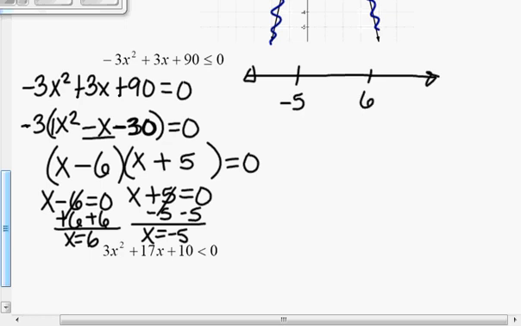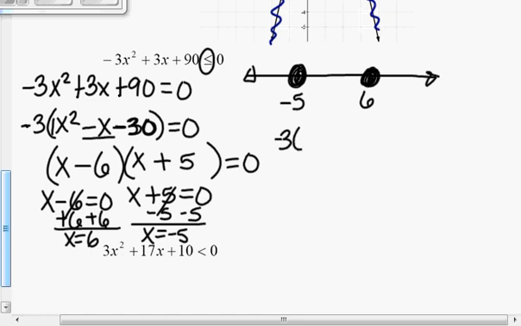Okay, we can put closed circles at these 2 points since we've got less than or equal to. Since we've got the line under the inequality, we can shade inside those points. So then we need to test points below -5, in between -5 and 6, and above 6. So what we're going to do is pick a number less than -5, so -6.